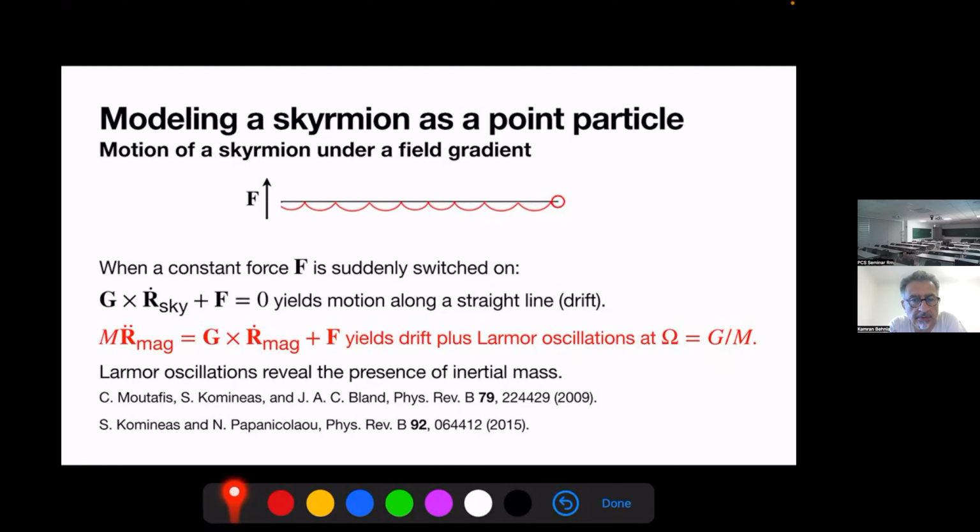So the Larmor oscillations are a good sign that your particle has a mass, because the frequency is determined by the ratio of the magnetic field and the mass. And so their presence indicates that your particle has inertia or mass.